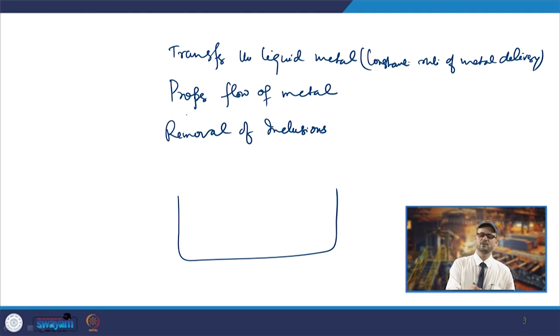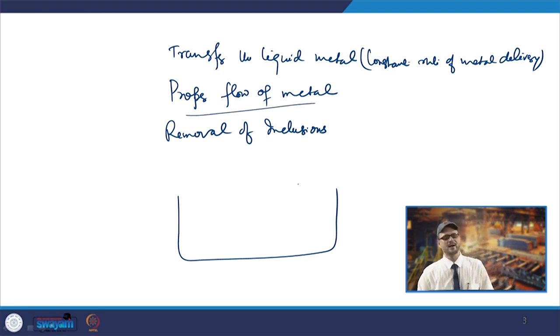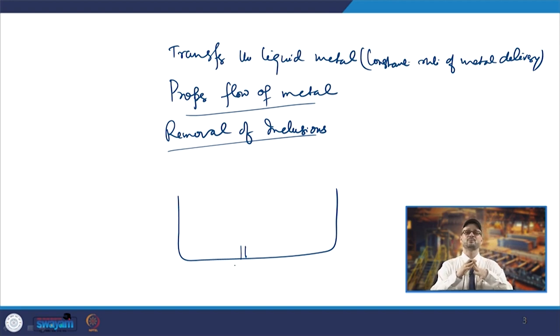For proper flow you use the flow modifiers, and then for the removal of inclusions, here also we try to use flow modifiers. But in some cases you feel that there should be proper mixing of liquid metal, especially in the case of ladle changeover, where the temperature of the liquid steel coming from the two ladles may be different. In those cases it should become uniform quickly.